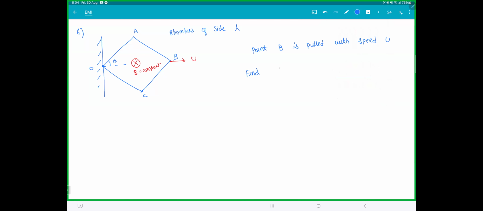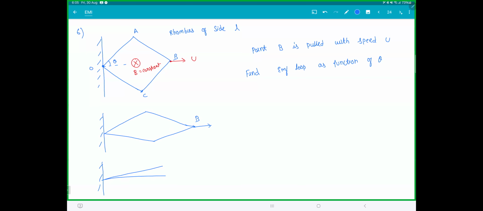Find the EMF of the loop as function of theta. Meaning when you pull this, what will happen to the shape? After some time, this will become like this, right? And if you keep pulling, this is what is happening here. So what is changing here?